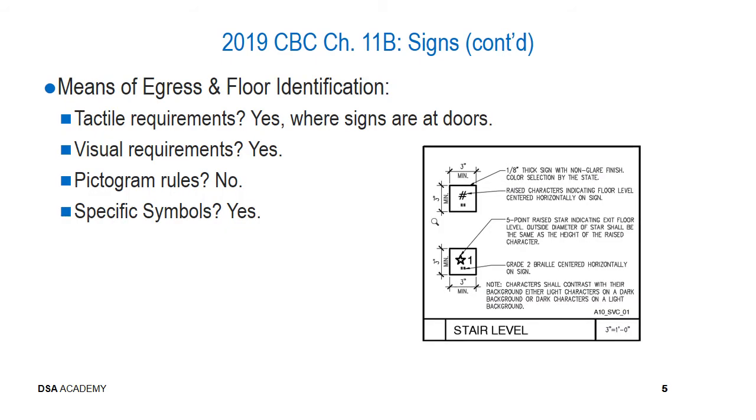This is a floor identification sign, which must meet the tactile requirements. That would include braille and raised characters. The visual requirements must also be met for the type of font and the contrast. Pictograms are not required at these types of floor identification signs. However, specific symbols are required, such as the 5-point raised star that indicates the exit floor level.